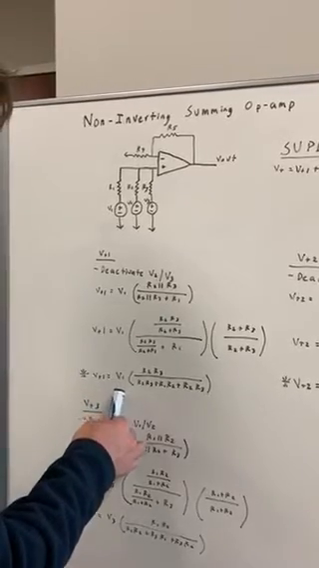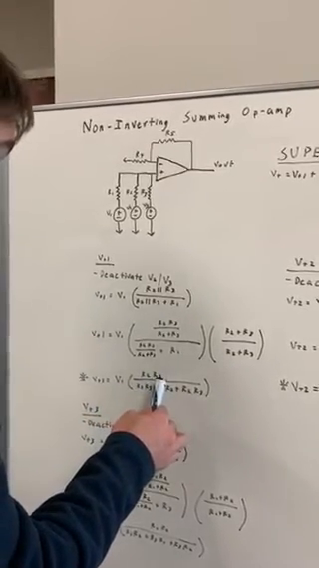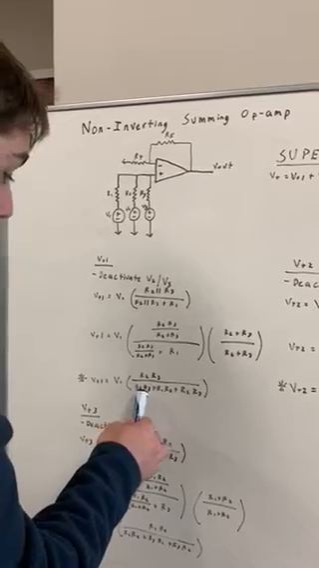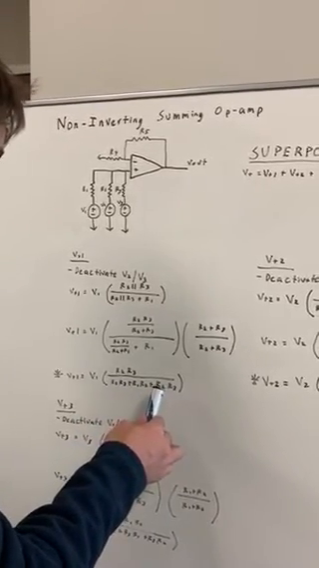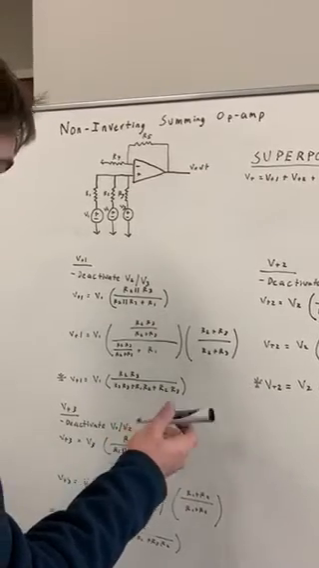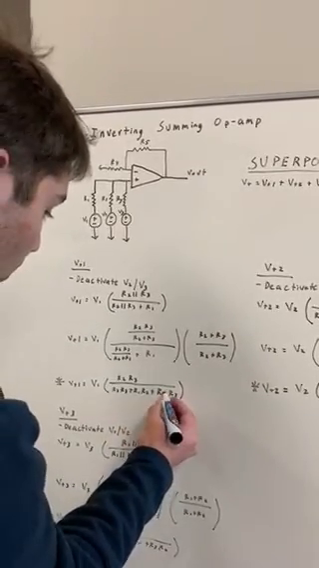equals V1 times R2, R3 over R2, R3 plus R1, R2 plus R1, R3.